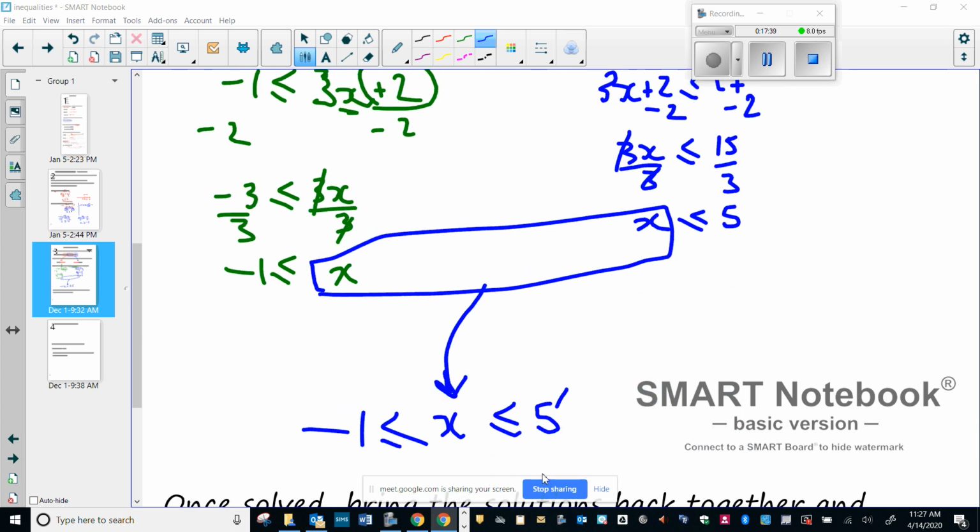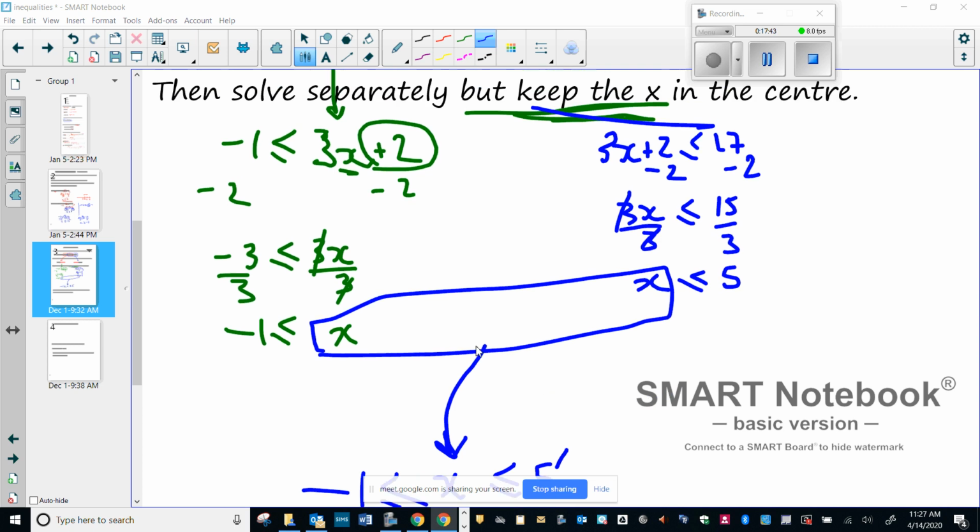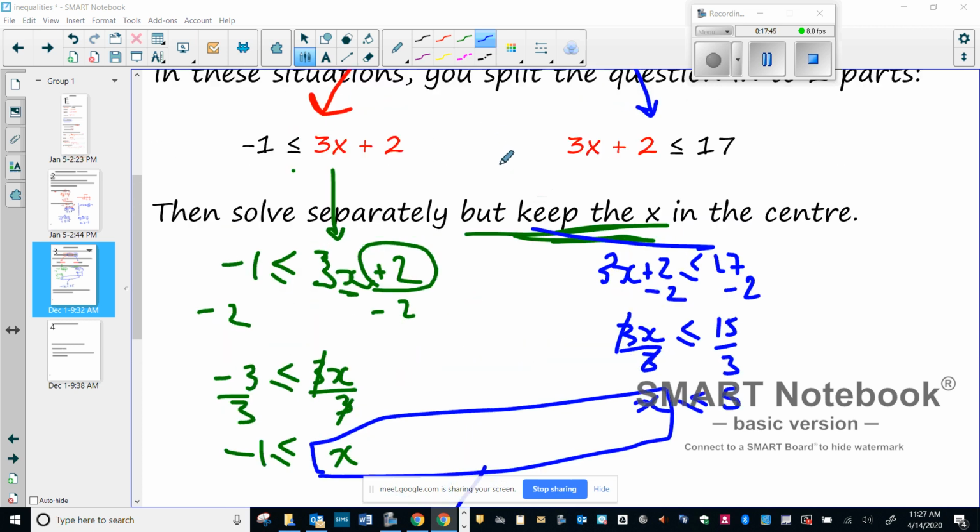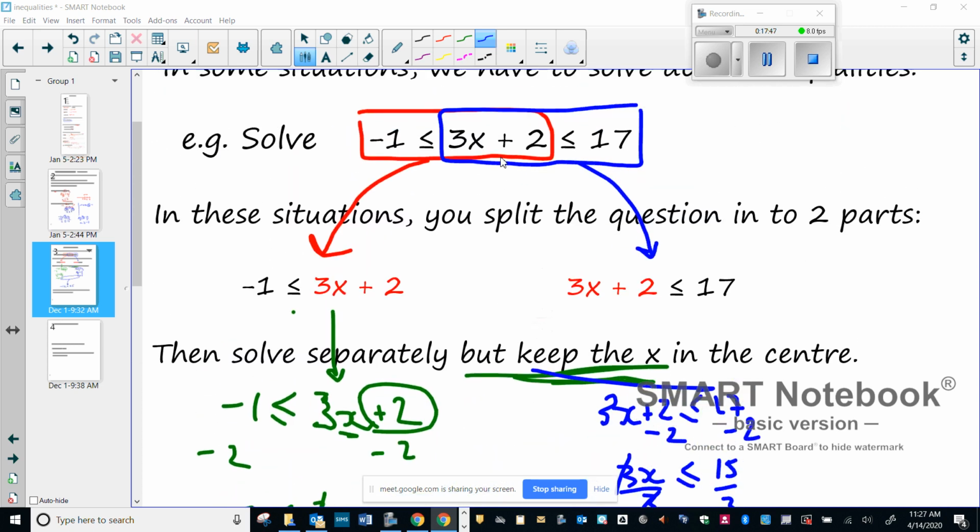Wait, Miss Harrison? Yes. Wait, so 3x plus 2 is part of the equation that's less than or equal to? Yeah, because this is in the middle, it gets repeated. So what we've done is we've just taken the red half here and the blue half is here. Does that make sense? Yeah. Okay.